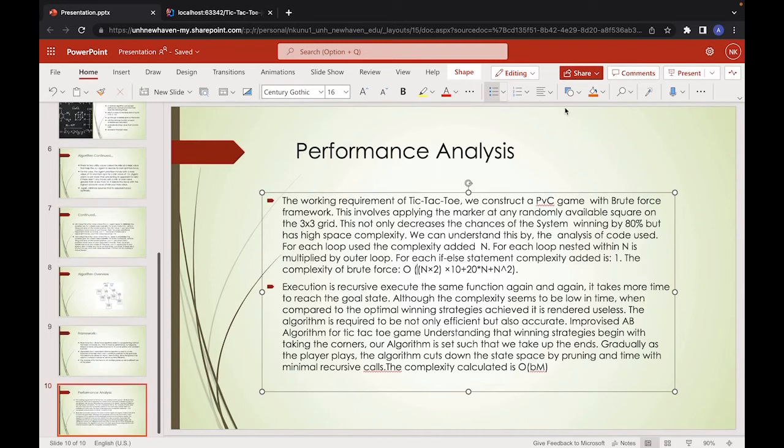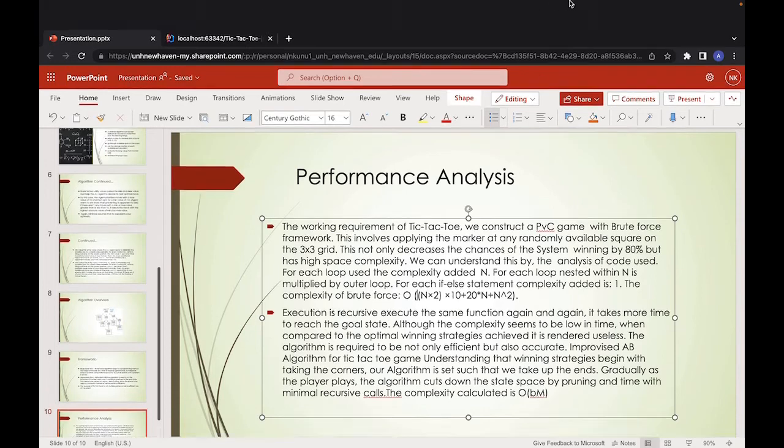For each if and else statement, the time complexity is going to be constant because it is 1. We can reduce the time complexity of brute force to n 2n into 10. If we normalize the equation, that's going to be n square, which is not optimal.